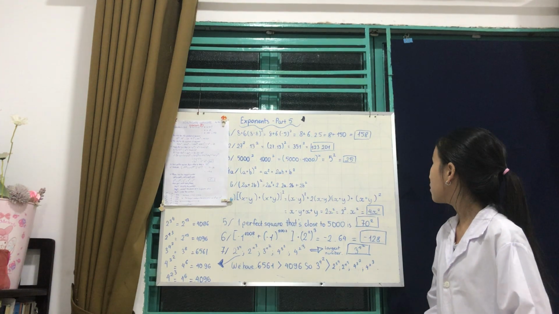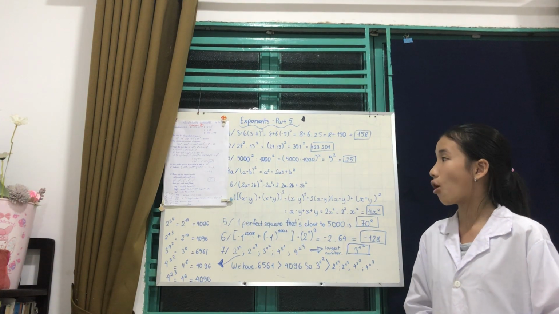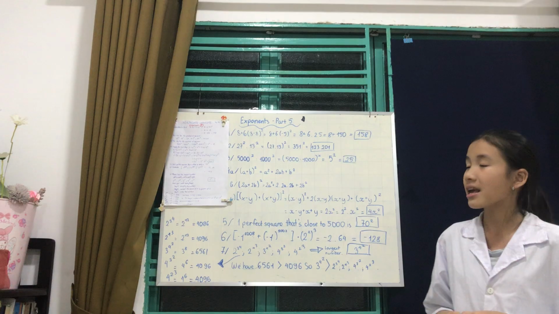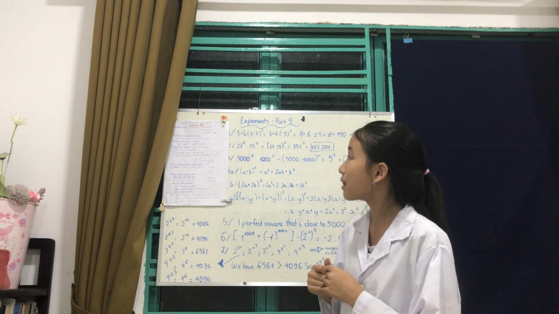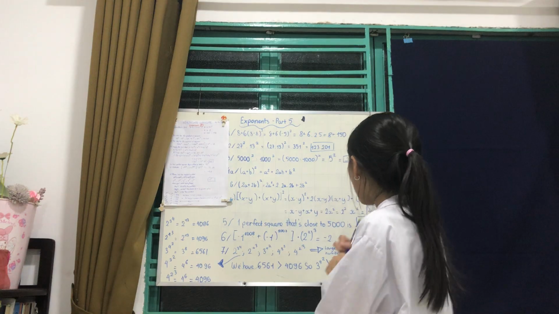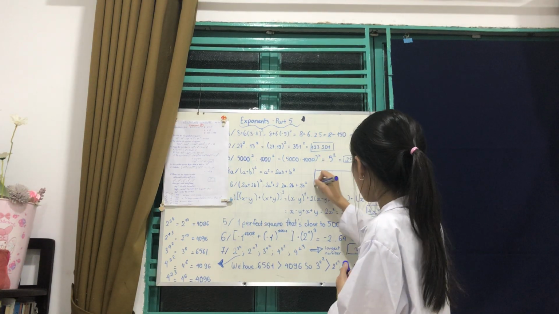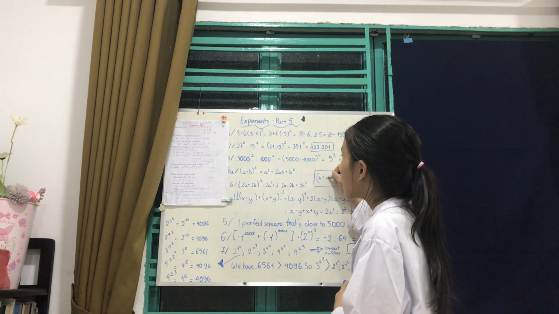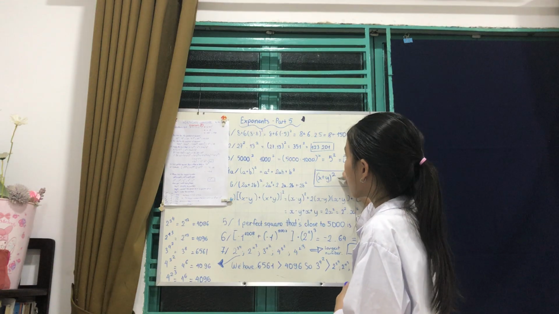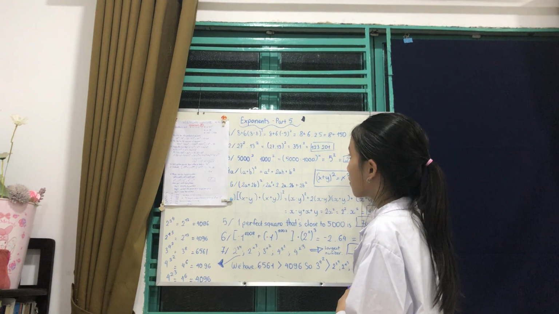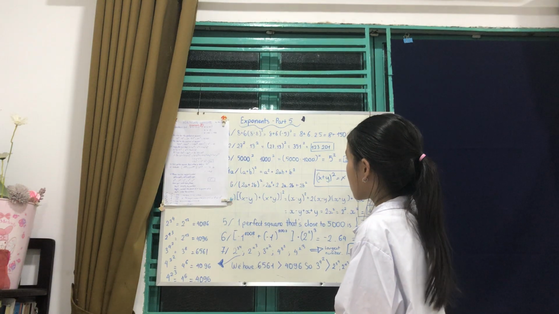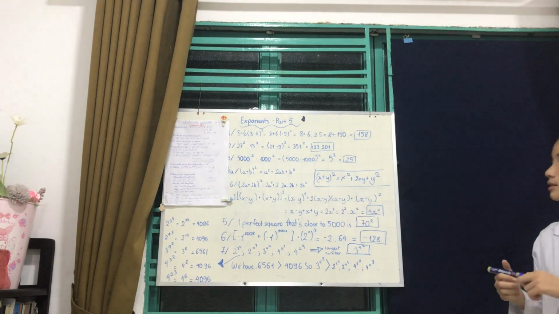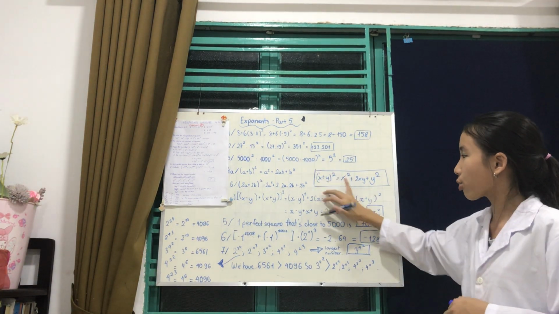For problem number 4, we have 3 problems: A, B, and C. Problem number 4A, apply the text that I will write here: (x plus y) squared will equal x squared plus 2 times x times y plus y squared. Follow that statement and apply it with all 3 examples.